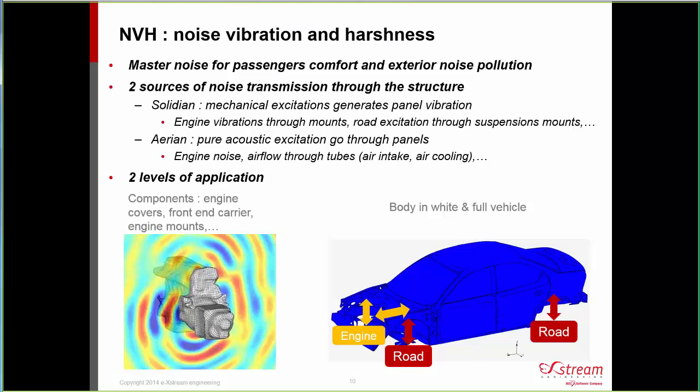So very briefly, when we talk about NVH, so noise, vibration, and harshness, we talk about the performance which aims to master the passenger comfort regarding the noise emission from the car, from the engine, well, from the whole vehicle. You've got basically two sources of noise transmission through the structure: basically the solidian one and the aerian one. We will focus today on how we improve the prediction of the solidian way of transmission.